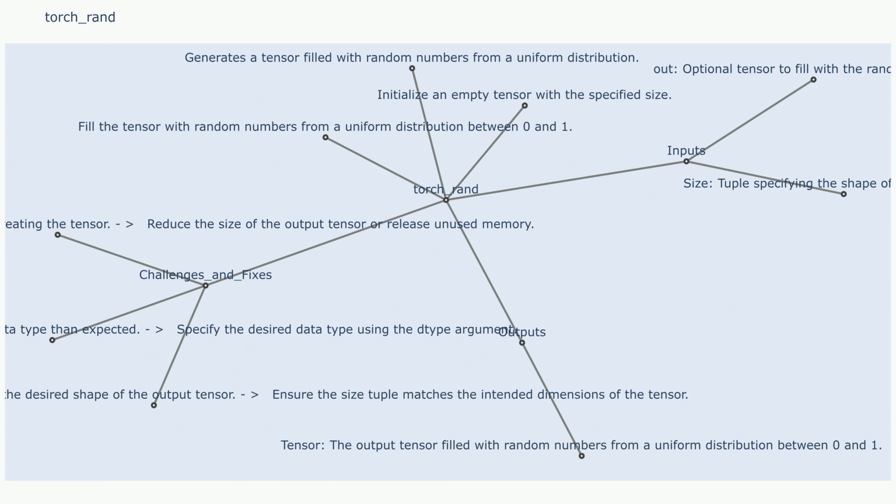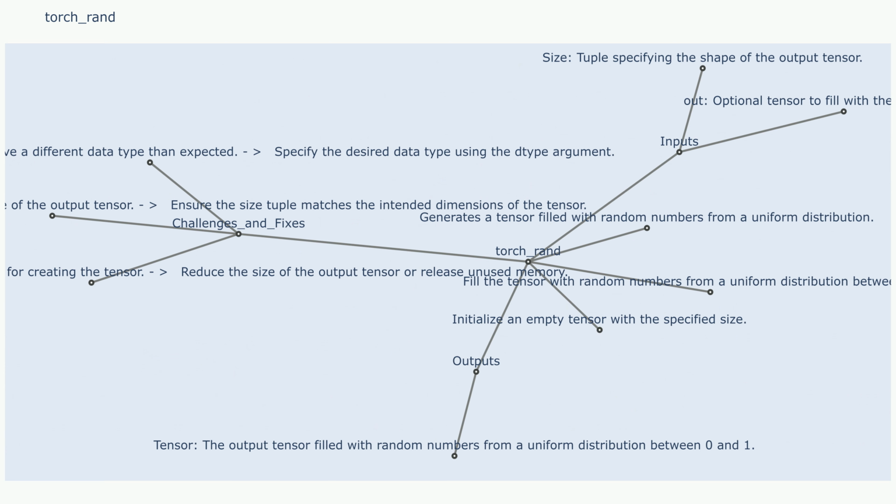Fixes to challenge 2: use the dtype argument to specify the desired data type for the tensor. For example, torch.rand(2, 3, dtype=torch.float) for a float tensor, torch.rand(2, 3, dtype=torch.int) for an integer tensor, or torch.rand(2, 3, dtype=torch.bool) for a Boolean tensor. Challenge 3: using torch.rand in a loop to generate a large number of random numbers.